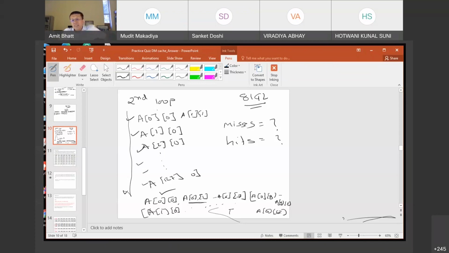So this would be a good time to explain a little bit about the different types of misses. Suppose you wanted A00 and the cache was completely empty. Then you want A00, and it's a miss. But that miss would be called a cold start miss.